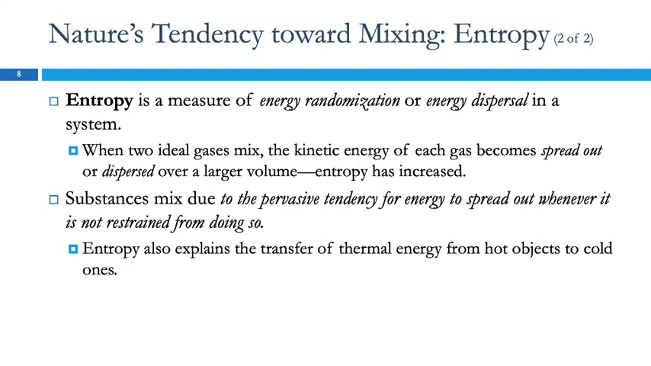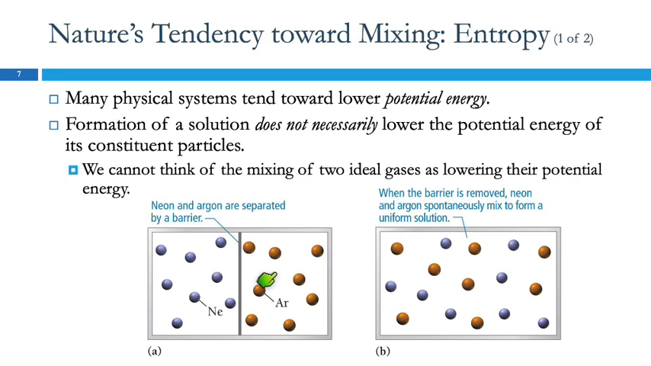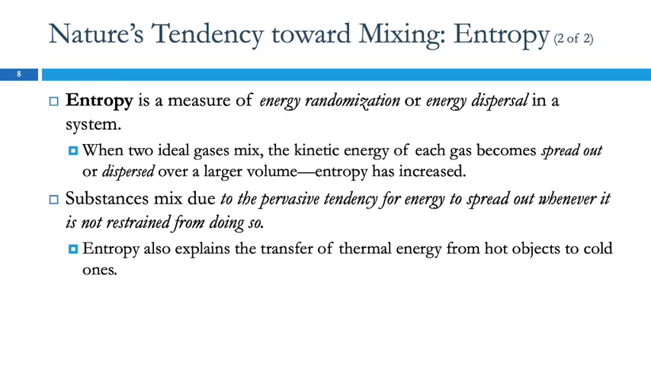We also sometimes talk about entropy as being related to the amount of disorder in a system. So what happens when those two gases are mixing, each gas has kinetic energy. Let's go back and look at this. Each of these gases has kinetic energy, but here the kinetic energy of neon is confined to this part of the container, and the kinetic energy of argon is confined over here. When the barrier is removed and they mix together, now each of them has spread out their kinetic energy over a larger volume. And that means that the entropy has increased. It has become more spread out. So energy tends to spread out or become dispersed.